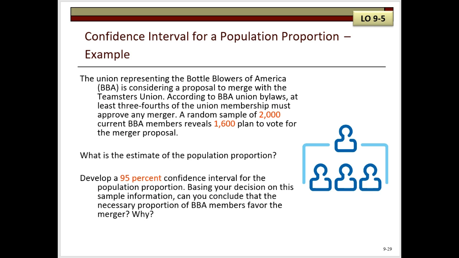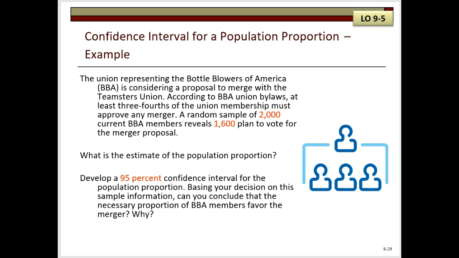Here is an example showing how to compute a confidence interval estimate for a population proportion. The union representing the BBA wants to know if there is enough support among its members for the union to merge with the Teamsters Union. According to its bylaws, at least three-quarters of the union membership must approve any merger. To find if there is enough support, it surveyed 2,000 current BBA members. The survey reveals that 1,600 favor the merger proposal.